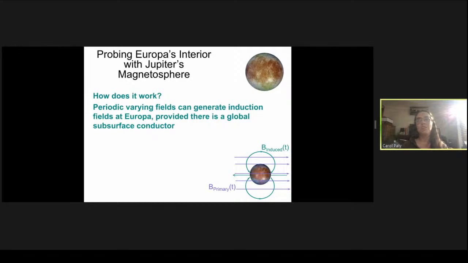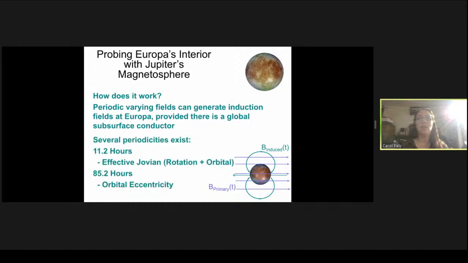So either someone conveniently wrapped the entire subsurface layer of Europa beneath the ice with copper wire, or there's a global subsurface ocean residing beneath that ice shell that is providing the global conductor that's allowing this induced dipolar field to occur. And as I mentioned in the previous slides, there are actually two periodicities that exist here, plus some higher order harmonics of these two primary periodicities.